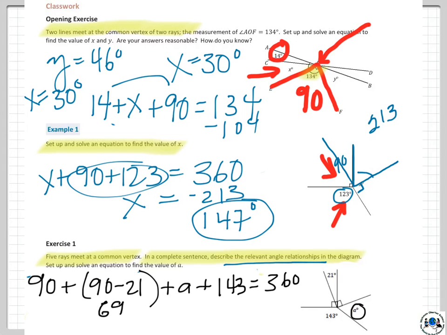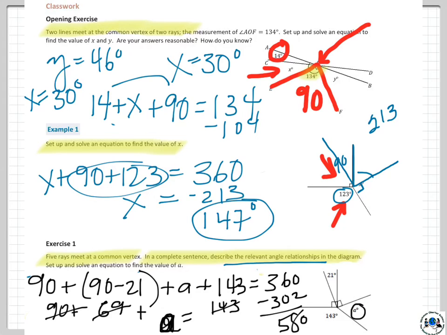What is this? This is 69. So 90 plus 69 plus 143. What are those together? That is 159 and 143. What is that? 302. So of course we're going to subtract all that away. We're going to subtract it from here, 302. And that means A equals 58. So A equals 58 degrees. That's right there, 58 degrees.